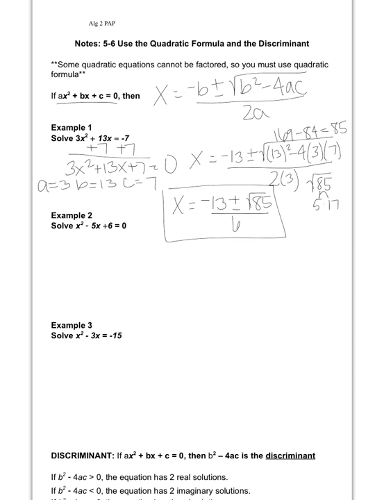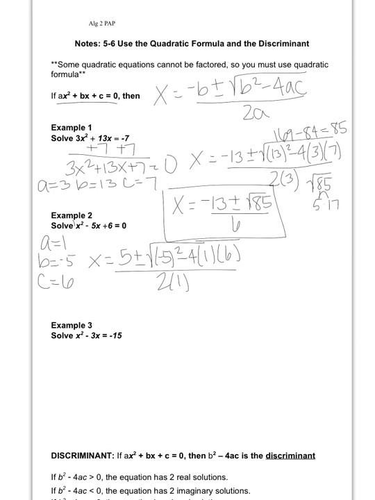Okay, so looking at example 2, notice that it's already in standard form, so we're going to go straight to finding a, b, and c. a would equal 1, since the coefficient of x squared is 1, b would equal negative 5, and c would equal positive 6. So we're going to plug into our formula. x equals negative b, and b is already a negative, so that's going to make it 5, plus or minus the square root of negative 5 squared minus 4 times a times c, and that's all over 2 times a.